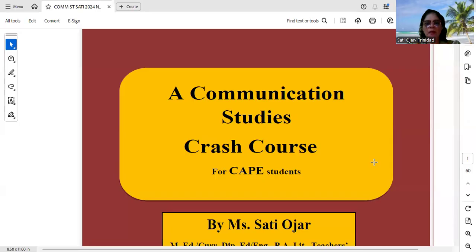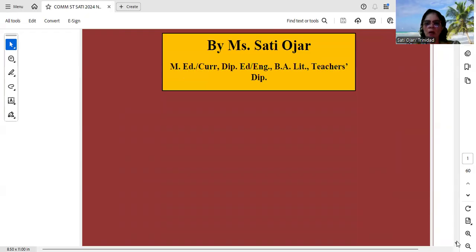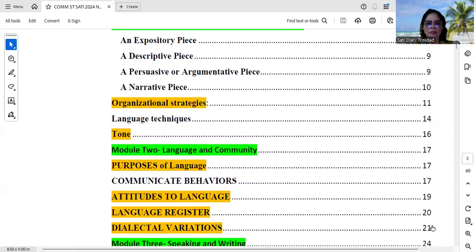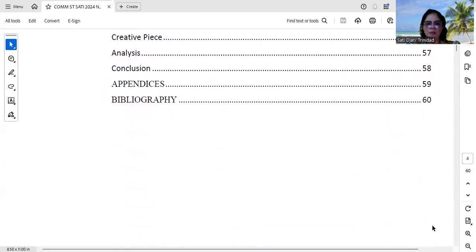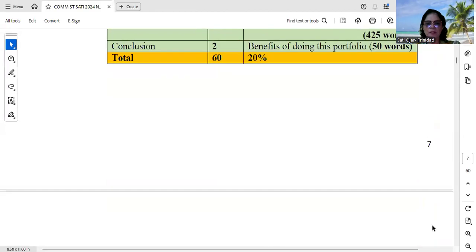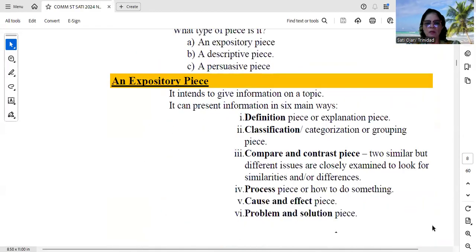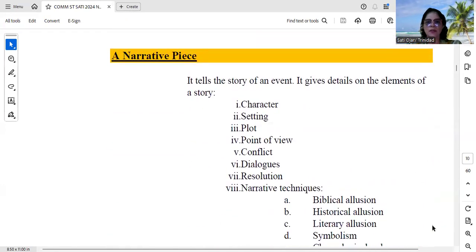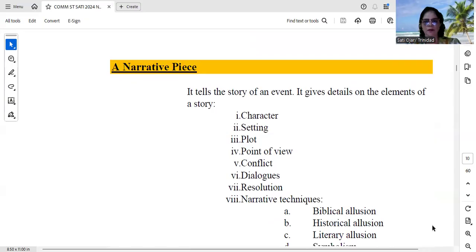Hi again, everyone. We are going to continue our Communication Studies crash course, and information is taken from my textbook, A Communication Studies crash course for CAPE students. In our last session, we looked at 3 types of pieces that you can meet with in Module 1. Now we are going to look at the 4th type of piece, which might take a little bit more analysis, but it should be simpler for you to locate because you've been using them in your Form 5 exams.